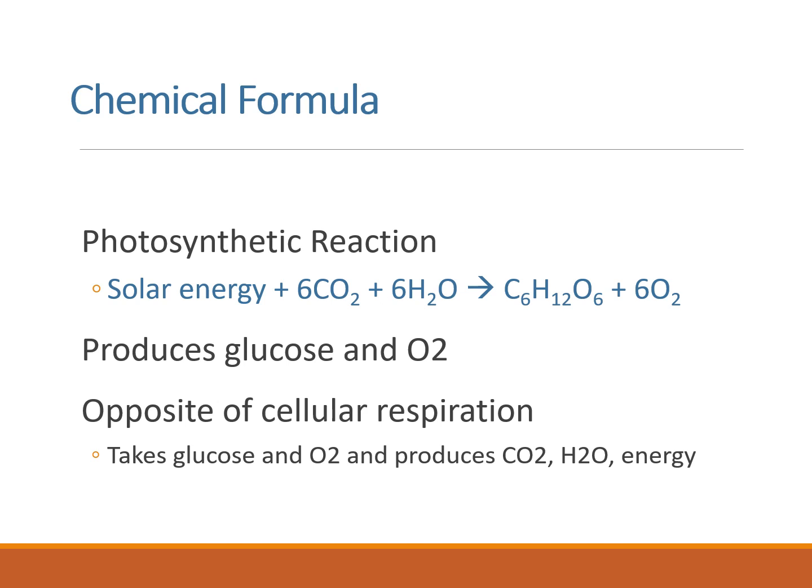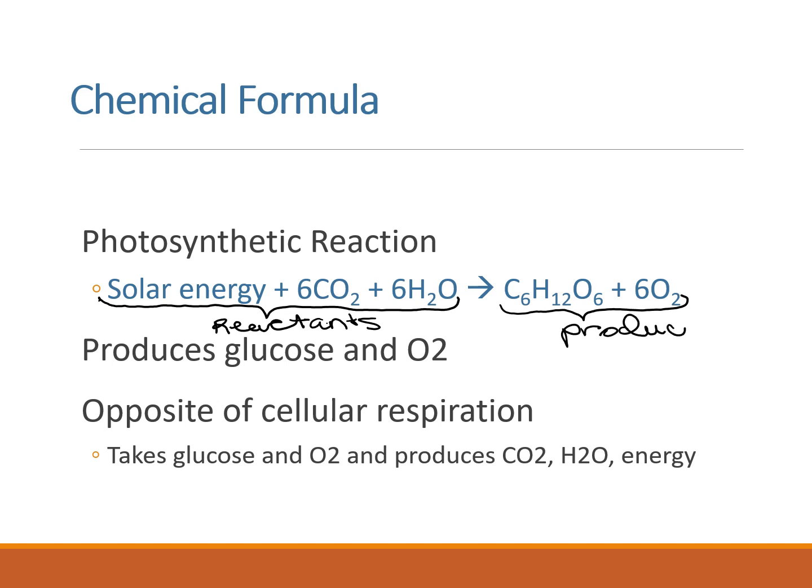So you will need to know the chemical formula for the photosynthetic reaction. So make sure that you practice this. You will have to write it out as well as answer questions. The reactants will be on the left side of the arrow. This is what you're starting with. And the products will be on the right side of the arrow. And this is what is being produced in the reaction.